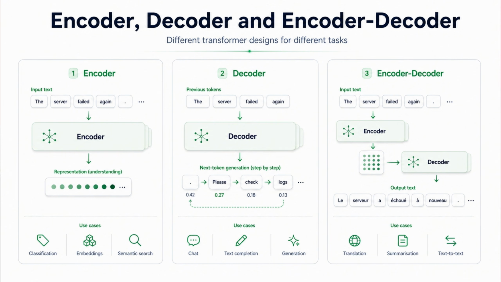An encoder-decoder model uses both parts together. The encoder first understands the input and the decoder then generates the output. This type of design is useful for tasks like translation, summarization, and converting one form of text into another. Let's keep it simple.